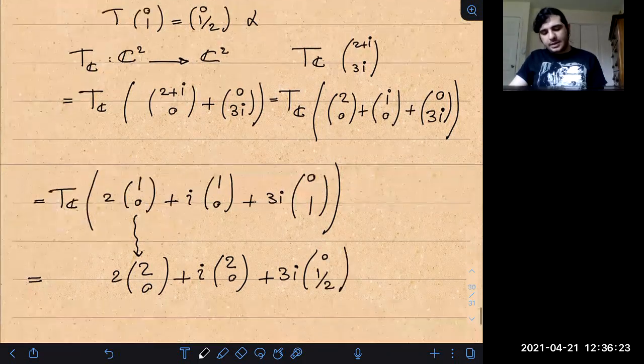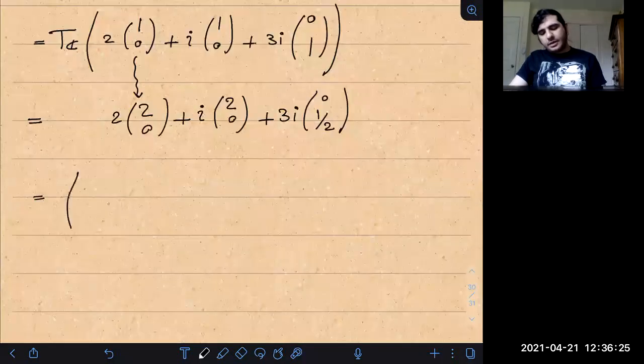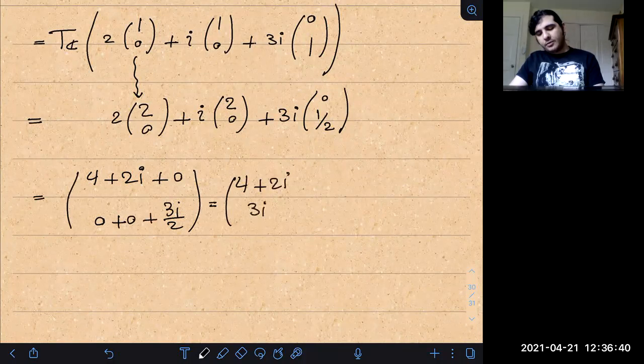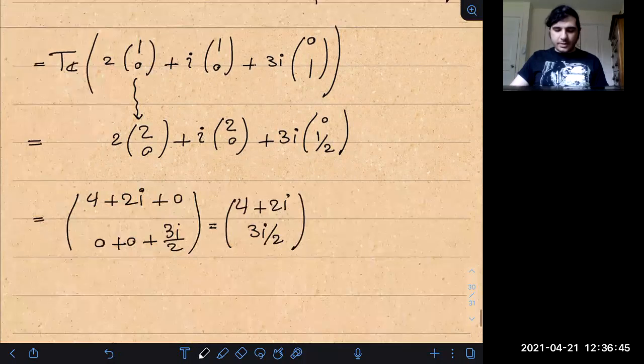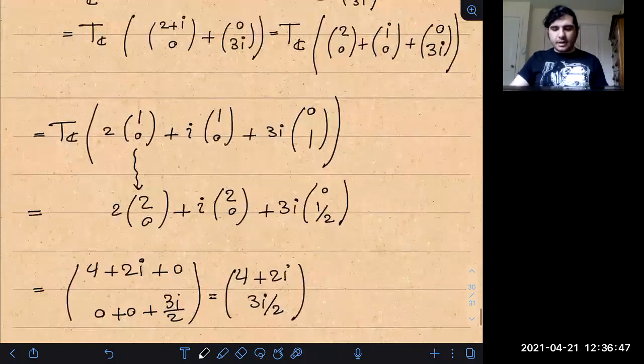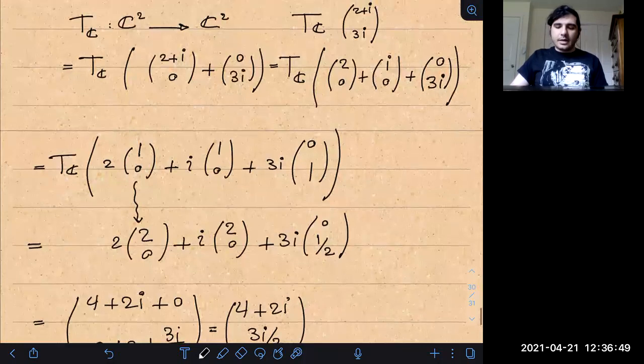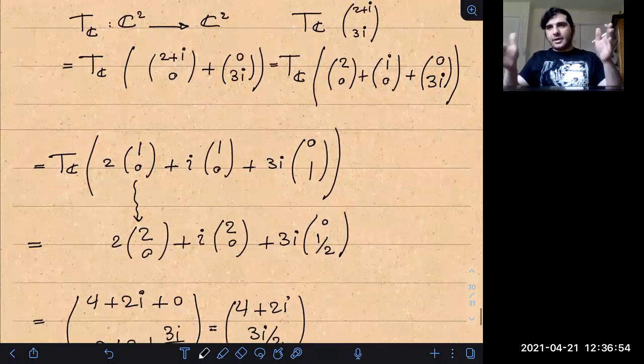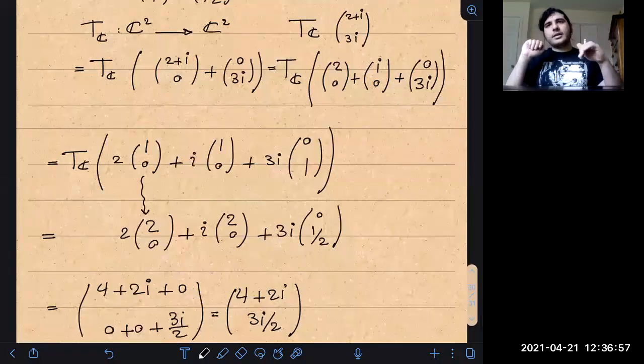Well, we can compute this and add them together again. It would be 4 plus 2i plus 0, 0 plus 0 plus 3i over 2, which is equal to 4 plus 2i and 3i over 2. So that would be the image of this map we started with, 2 plus i and 3i, right? As you can see, we found a way to compute the value of T on something in C2, right?